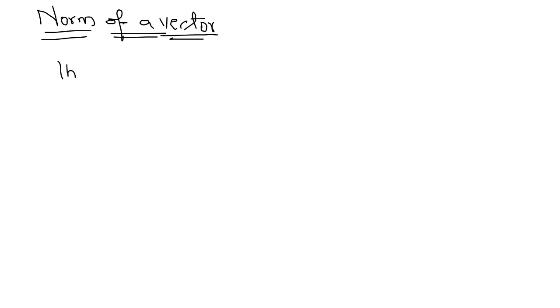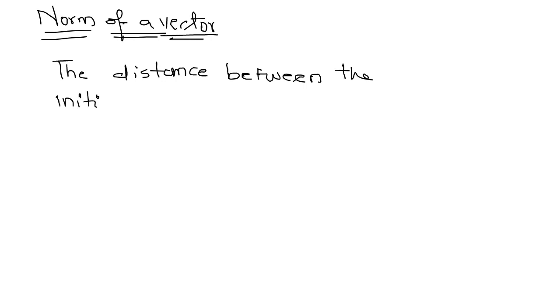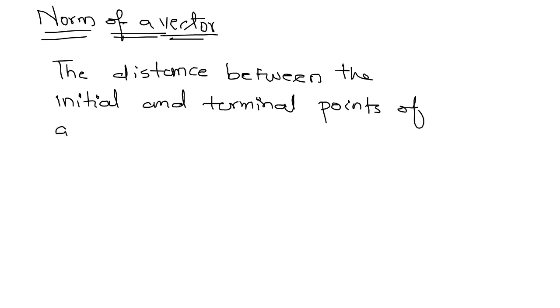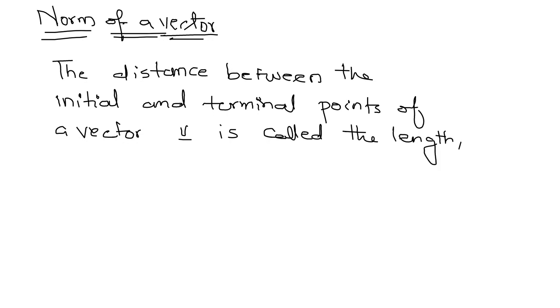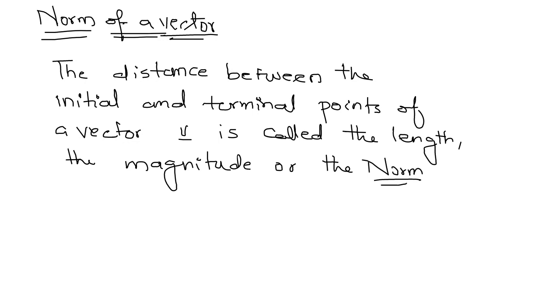The definition is that the distance between the initial and terminal points of a vector V is called the length, or you can say the magnitude, or you can say the norm. They are the same thing, just different names.